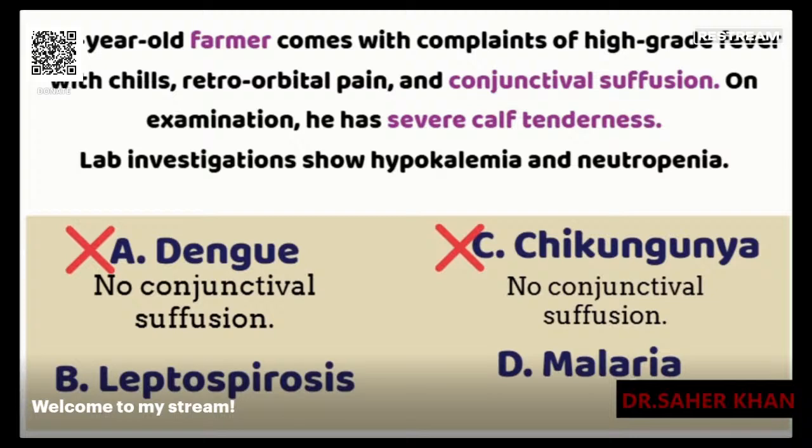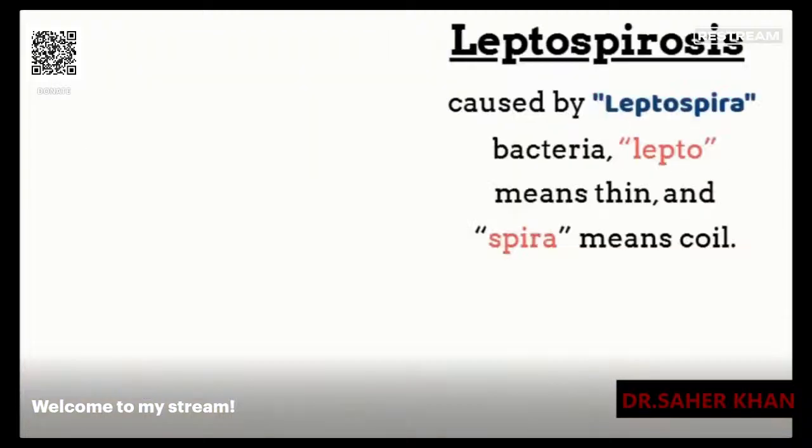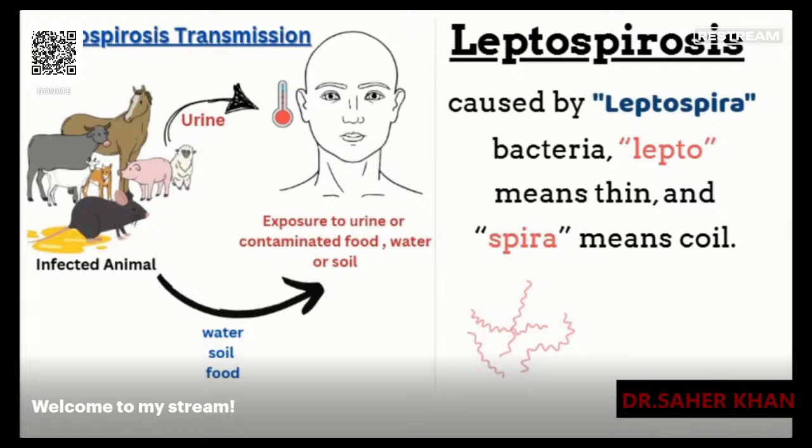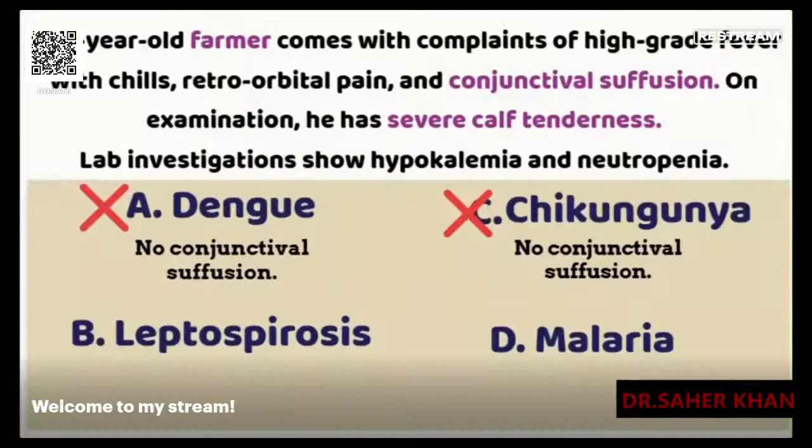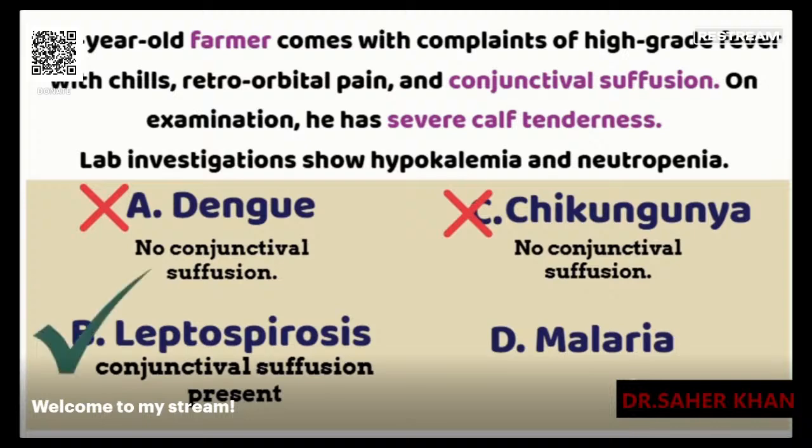Third, leptospirosis. Leptospirosis is caused by a bacteria, Leptospira, and it is transmitted to humans through contaminated water and animal urine, especially from rodents. And farmers are at higher risk of exposure to Leptospira due to their work environment. Conjunctival suffusion and calf tenderness are the hallmark symptoms of leptospirosis. And hypokalemia and neutropenia are also common findings in severe cases of leptospirosis. So since all these findings match our case, leptospirosis is the most probable diagnosis.